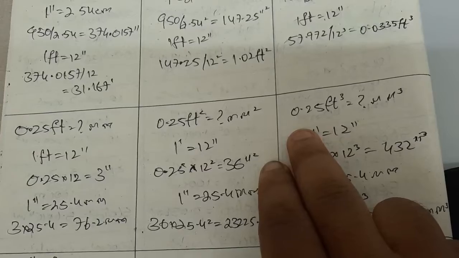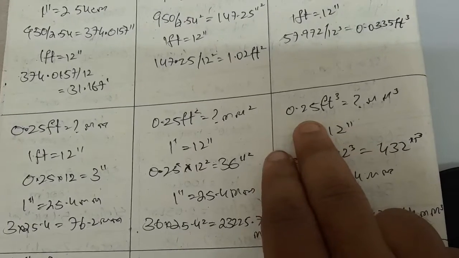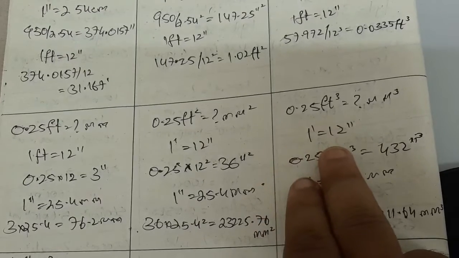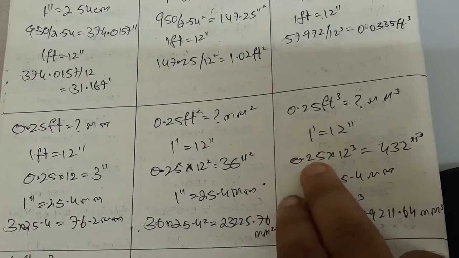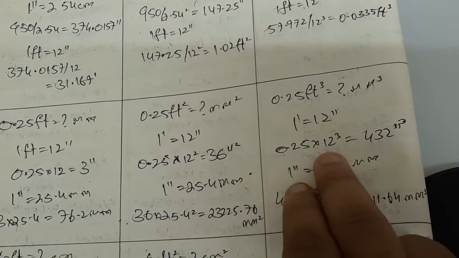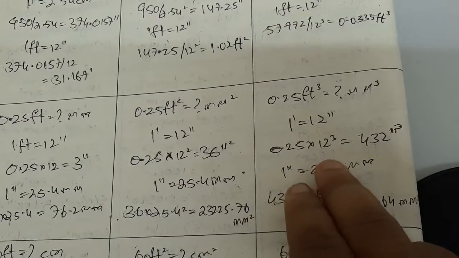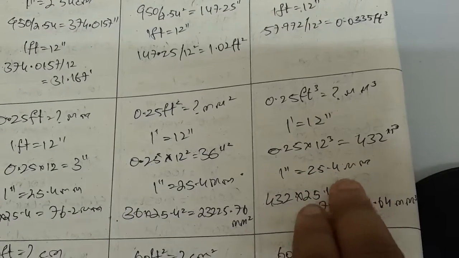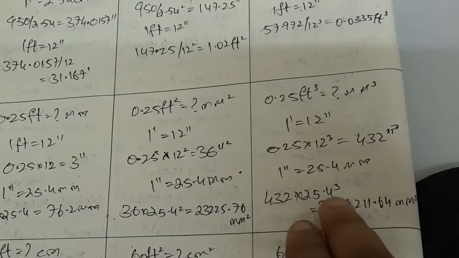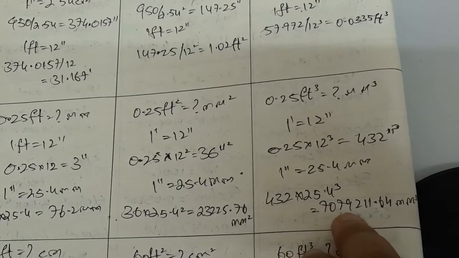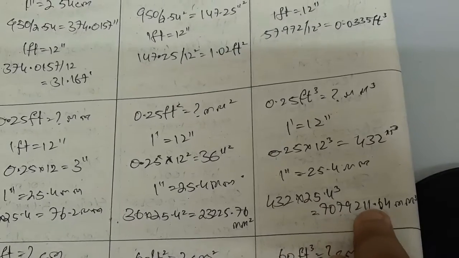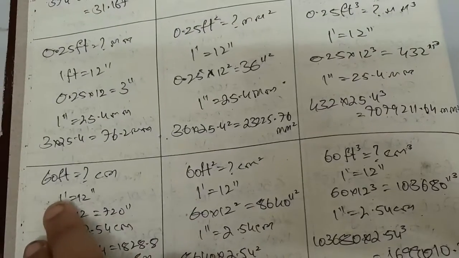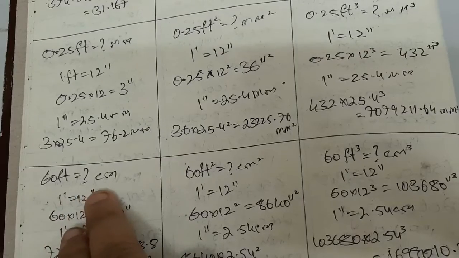Coming to our next one, third dimension, we have 0.25 feet cube is equals to how many mm cube? So now since 1 feet is equals to 12 inches, we have 0.25 into 12 cube, which gives us 432 inch cube. Now since 1 inch is equals to 25.4 mm, we have 432 into 25.4 cube, which gives us 7079211.64 mm cube.